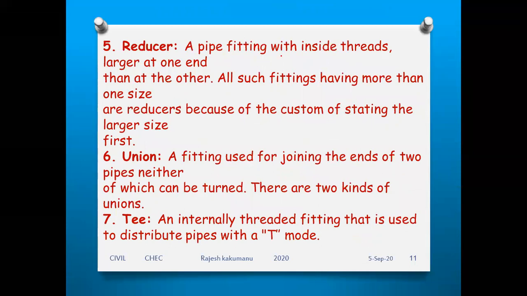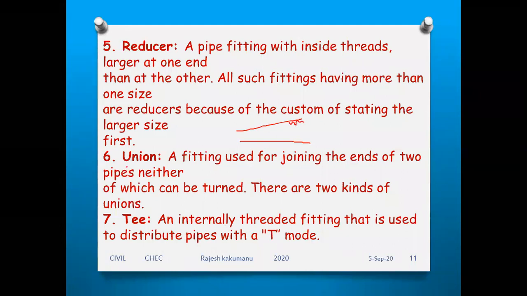Next, reducer: a pipe fitting with inside threads, larger at one end than the other. All such fittings having more than one size are reducers, because of the custom of starting with the large size first. A reducer means you are having a taper, larger at one end, where you are having the internal threads, right?